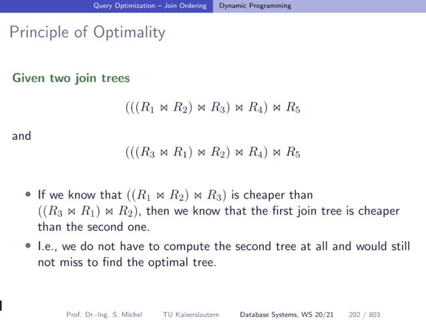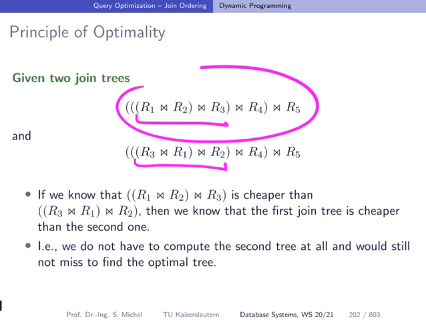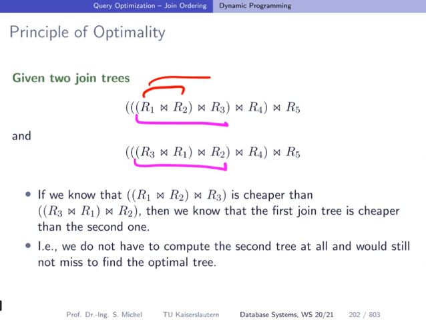You see there are some differences here. Here we see R4 and R5 are joined last here as well. But here this part and this part differ. The solutions to this join tree and this join tree are solving the same problem, but the way they're doing it is different, because here we join R1 and R2 first and then with R3, and here we join R3 and R1 and then with R2, right?